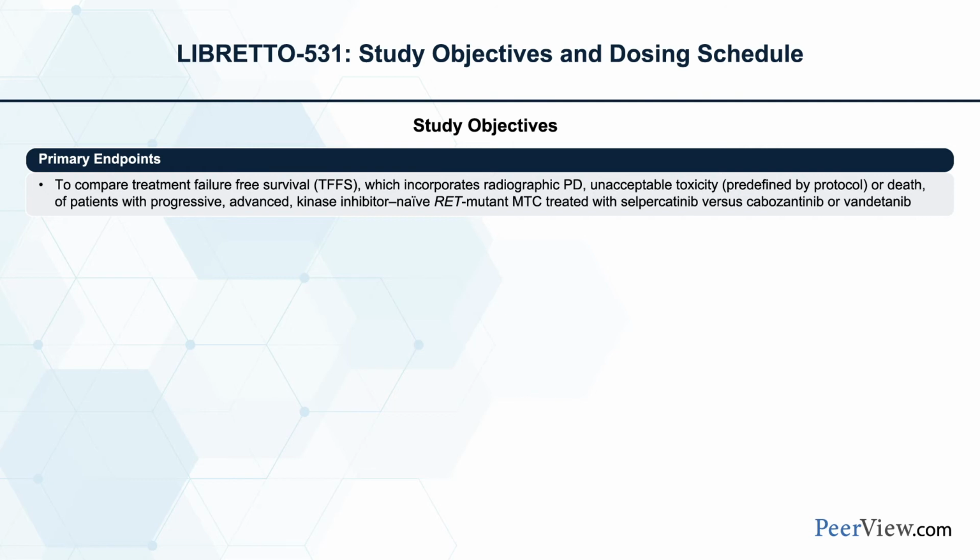either cabozantinib or vandetanib. In other words, if we take into account not just when people progressed on vandetanib and on cabozantinib, but also when they might have failed those agents due to unacceptable toxicity. And we want to know what that time is versus their treatment with selpercatinib to see whether or not, in addition to having good responses, it's also more tolerable in a head-to-head comparison.